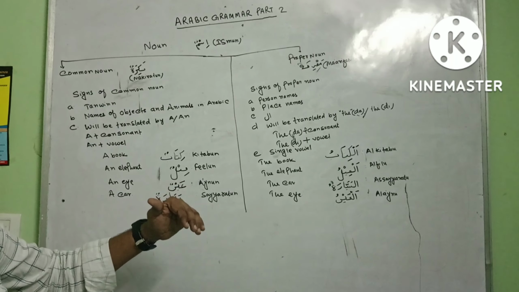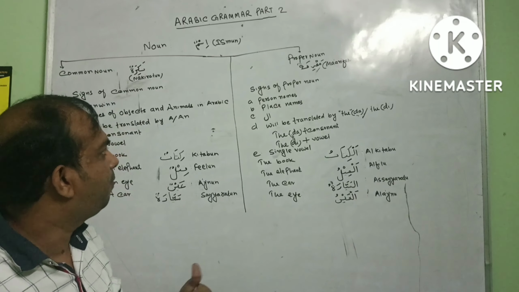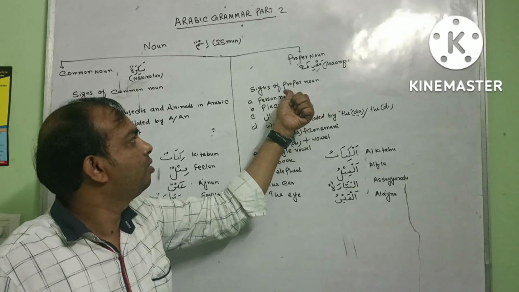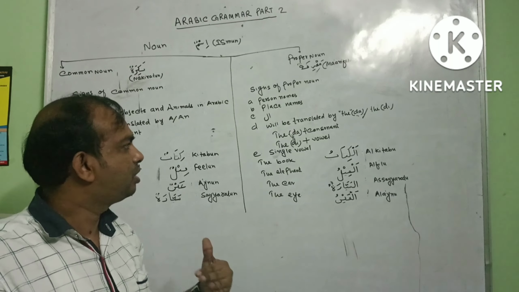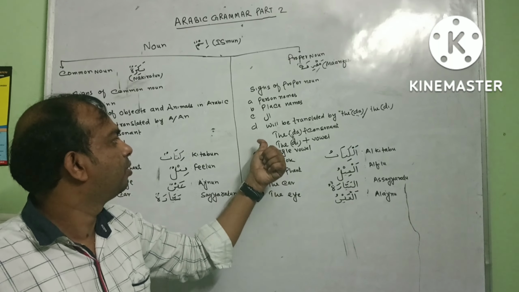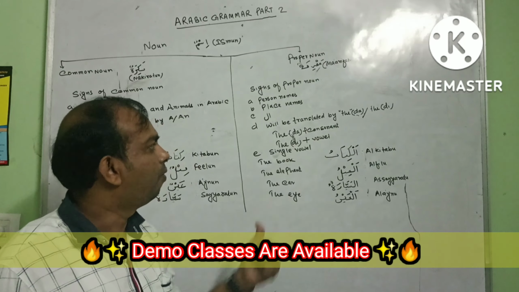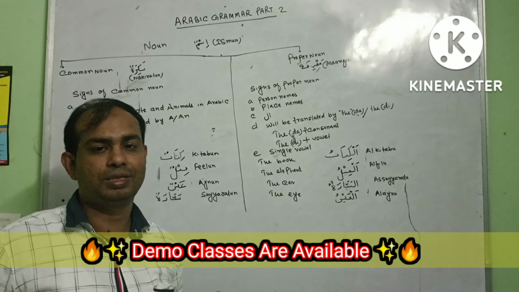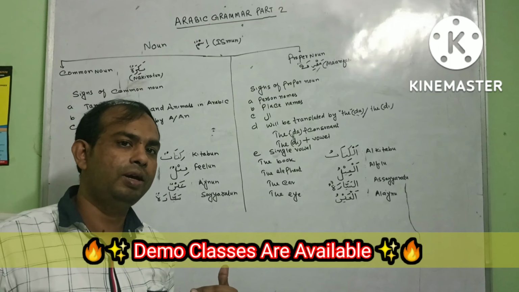Now coming to proper noun. A proper noun is called ma'rifatun. Signs of proper noun: person names, place names, and any common noun which is getting al, so it will be proper. Al will be translated by the, or thee. Why am I saying the or thee? If the is coming before a consonant, it will be read like the. When the is coming before a vowel, it will be read like thee. It's a rule of English grammar.